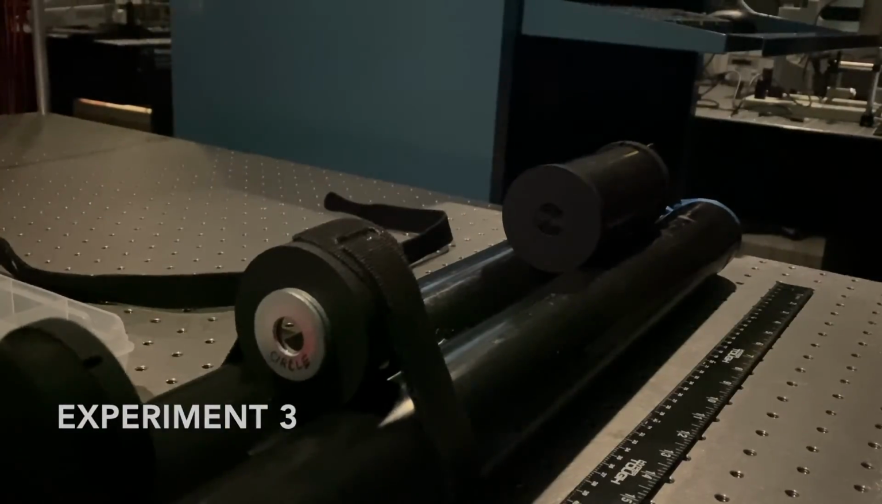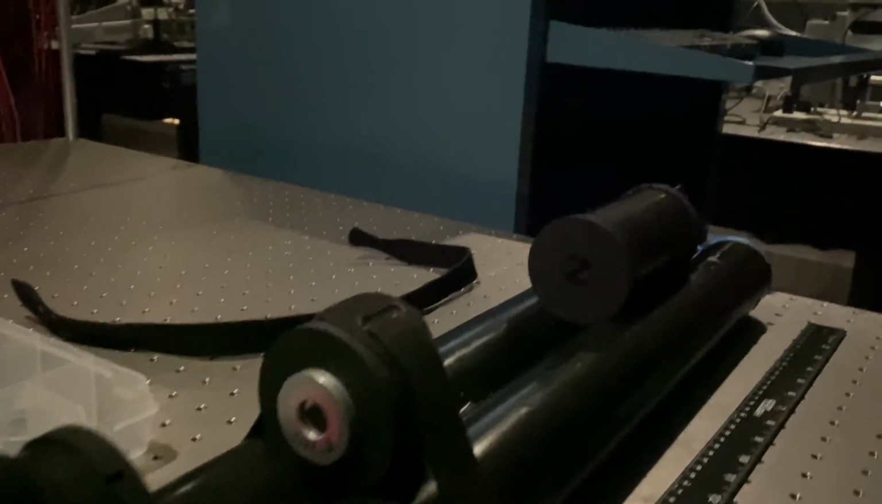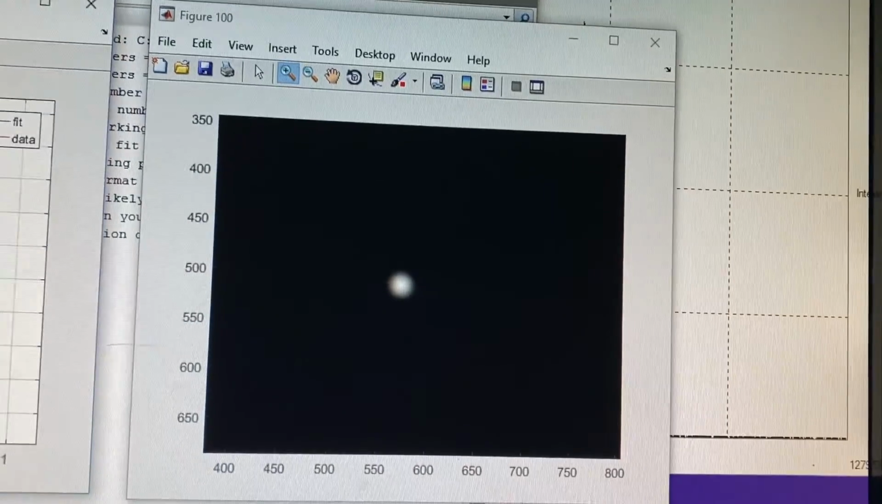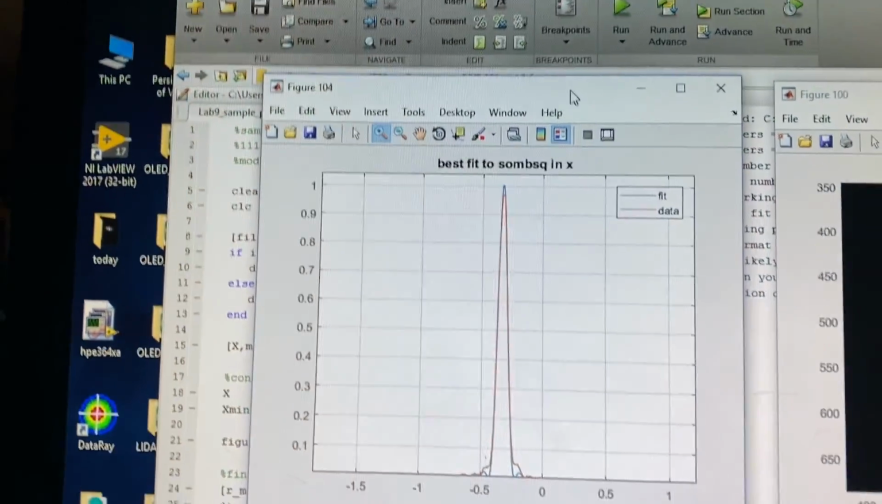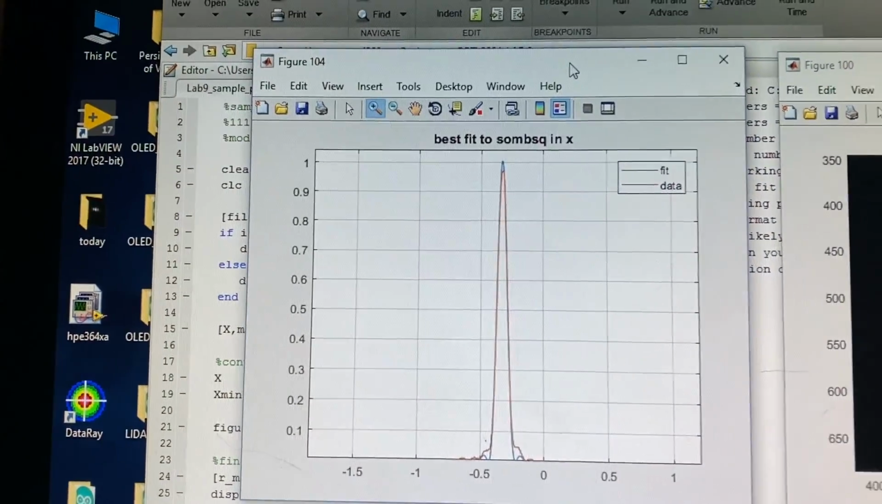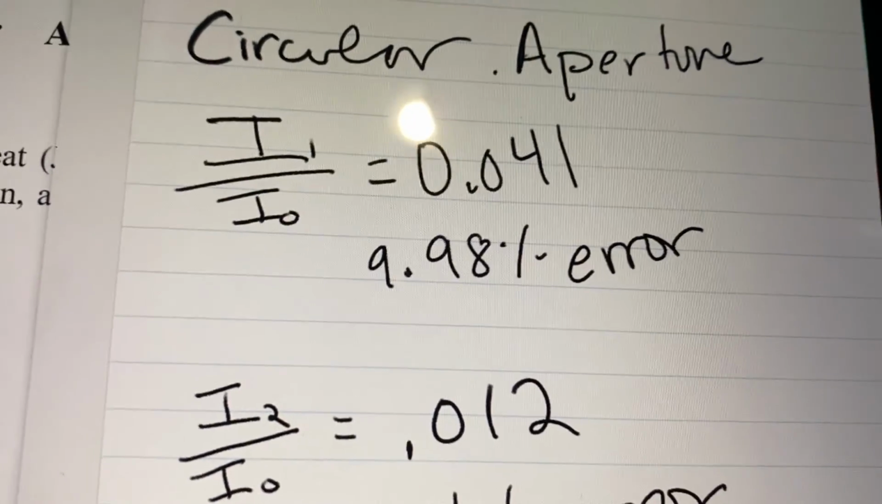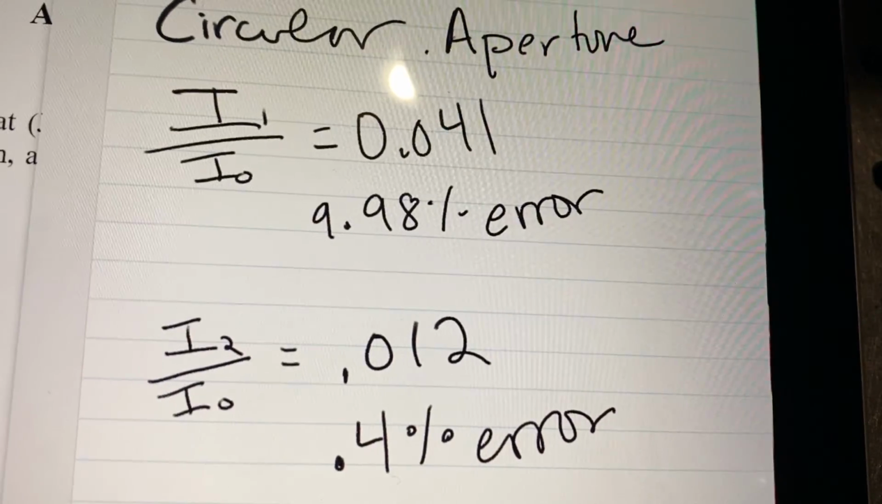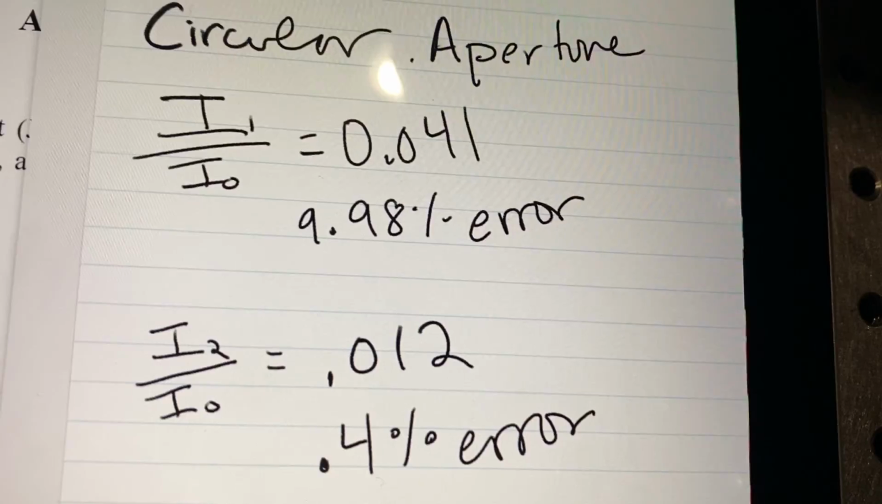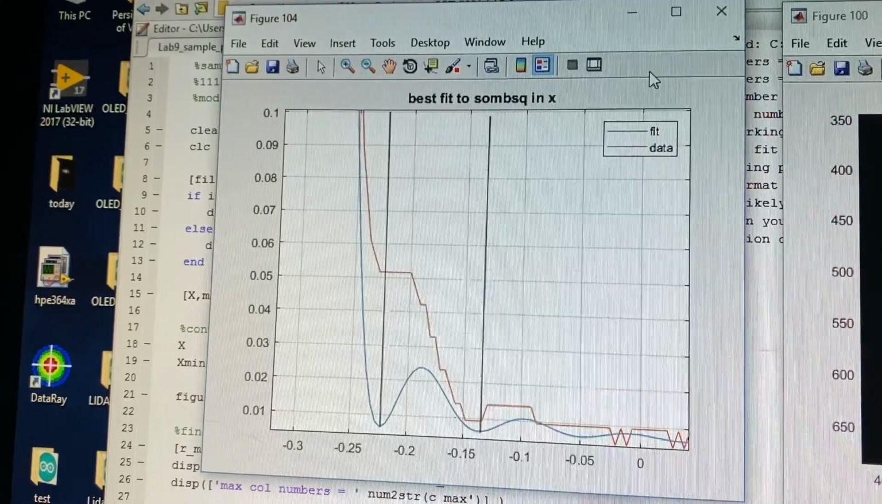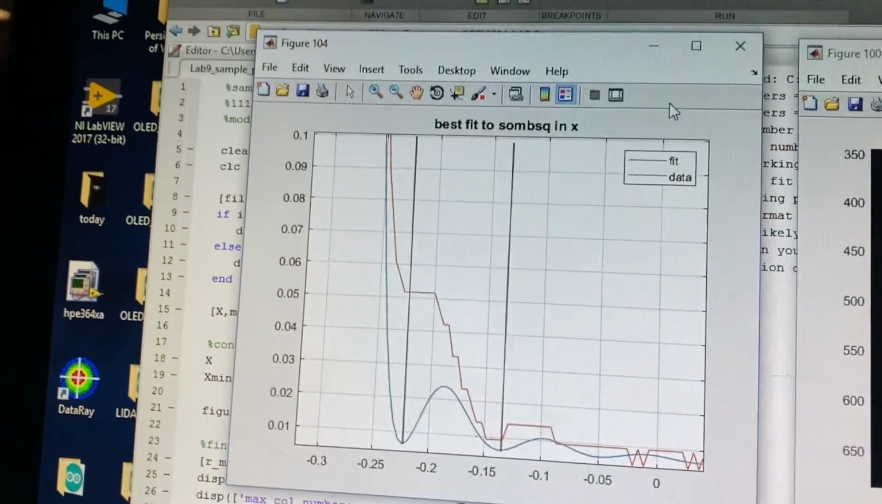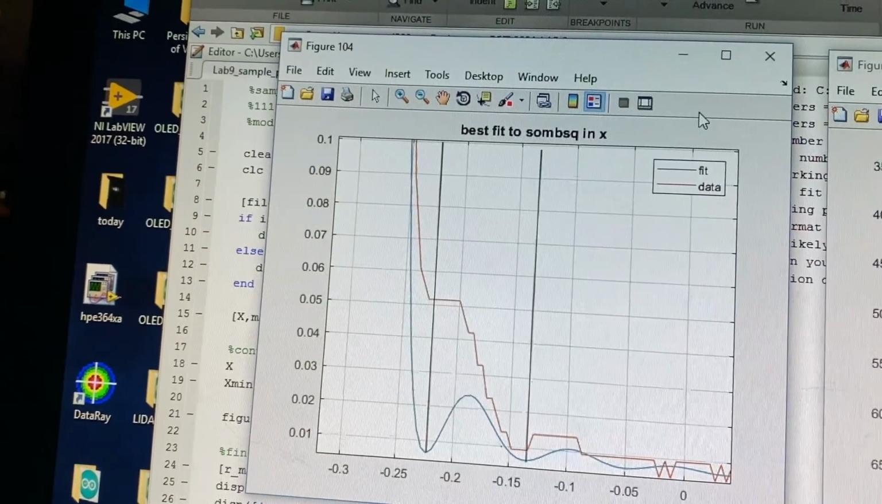For the third experiment, we did the same as the second experiment, but with a circular aperture. So we have this in the Fraunhofer region as our image, and we plotted it in MATLAB and got this fit function. Then we compared it to the theoretical function and got 9.98% error and a 4% error at the first and second maxima. As with the sinc function, this function is also not symmetrical.